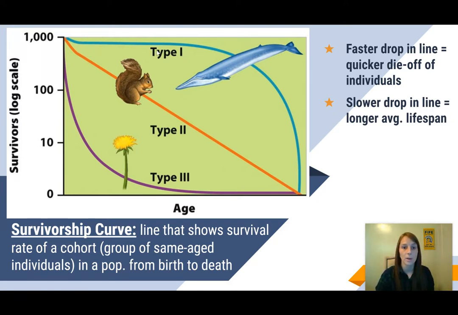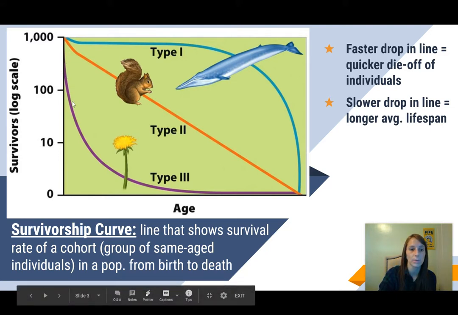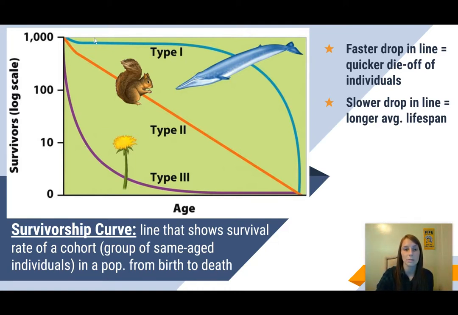So this is looking at all of the blue whales that were born at the same time, what their survivorship looks like over time, versus all of the dandelions that go out into the world at the same time, and how many would survive by the end of when the last one died. So when we're looking at these curves, a faster drop-off line is going to mean a quicker die-off of individuals. A slower drop in the line is going to tend to mean a longer average lifespan.